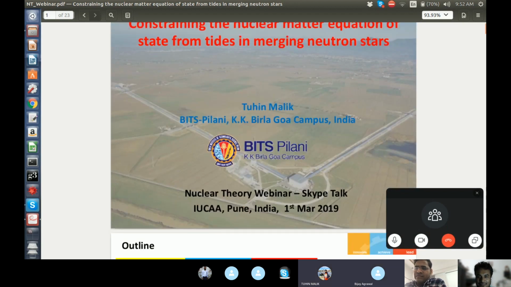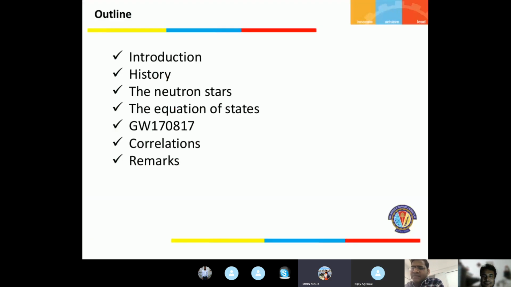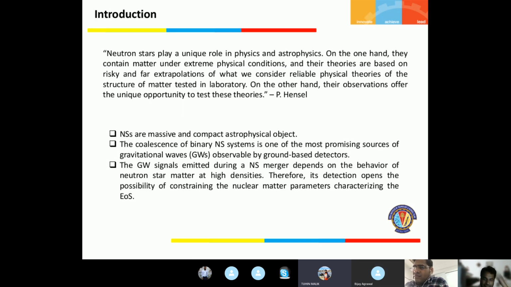The outline of the talk is the introduction, GW170817 observations, and our main studies of the correlations, and finally I will conclude with the remarks. I will start with a very nice sentence by Professor Haensel from his book Neutron Star Physics.